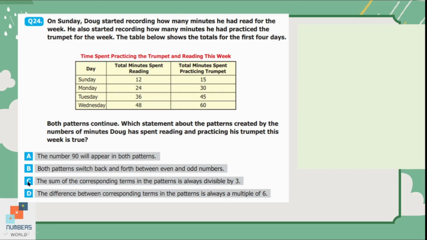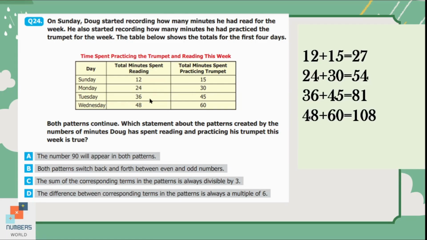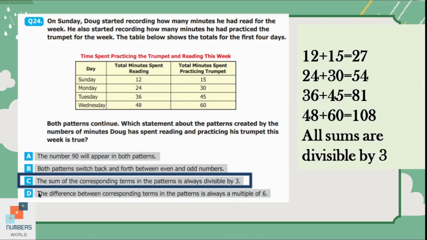All the numbers are even. So it's not right. Option C is the sum of the corresponding terms in the patterns is always divisible by 3. So we will calculate it by adding the corresponding terms. Like 12 plus 15 is equal to 27, 24 plus 30 is equal to 54. Similarly, we will find out the next two sums. So we can clearly see that all the sums are divisible by 3. So option C is the correct one. The last option is the difference between corresponding terms in the patterns is always a multiple of 6. If we subtract 12 from 15, the answer is equal to 3. That is not a multiple of 6. So option D is also incorrect. Only option C is the correct one.